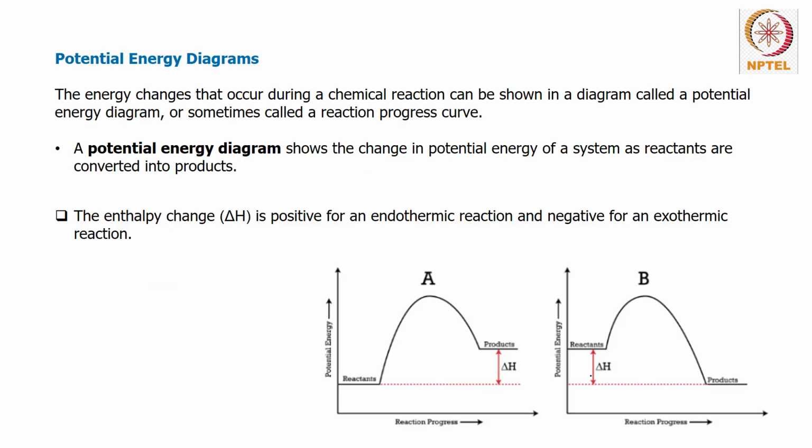Now next is the potential energy diagram. For every reaction we discussed in these three classes, SN1, SN2, E1, E2, E1CB, aromatic substitution, for every one I have shown the energy profile diagram, or the potential energy diagram. So how the energy diagrams are drawn, that we will discuss now. The energy changes that occur during a chemical reaction can be shown in a diagram called the potential energy diagram. The potential energy diagram shows the change in potential energy of the system as reactant is converted into product.